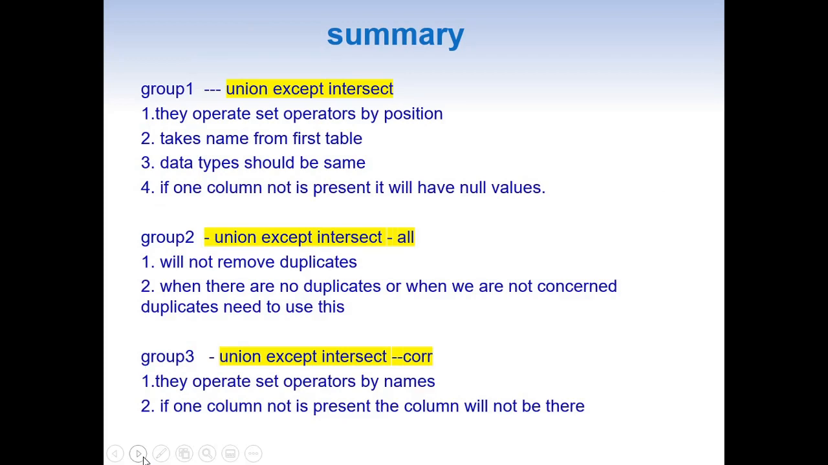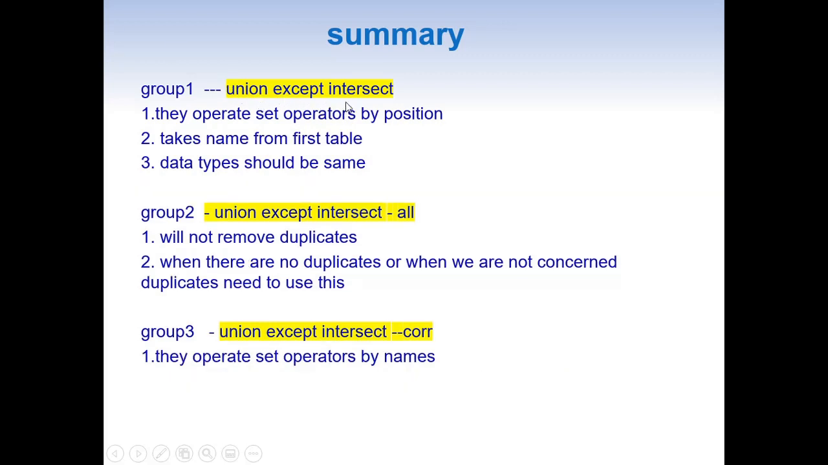Now that we have discussed a lot about set operators, I quickly want to summarize. To summarize this, I have put all the information in groups. In group 1, I am going to summarize union, except and intersect. Simple union, except and intersect operate by position. They take names from the first table, and data types should be the same. Those are the requirements for union, except and intersect.